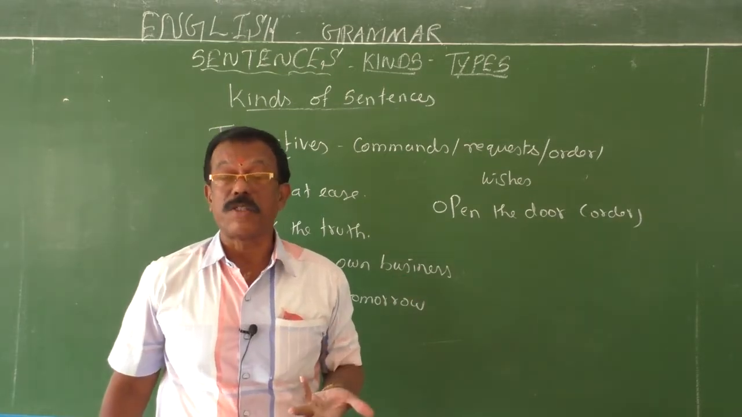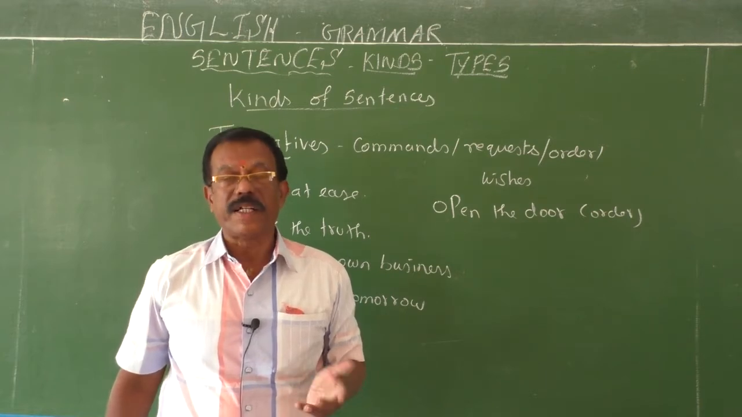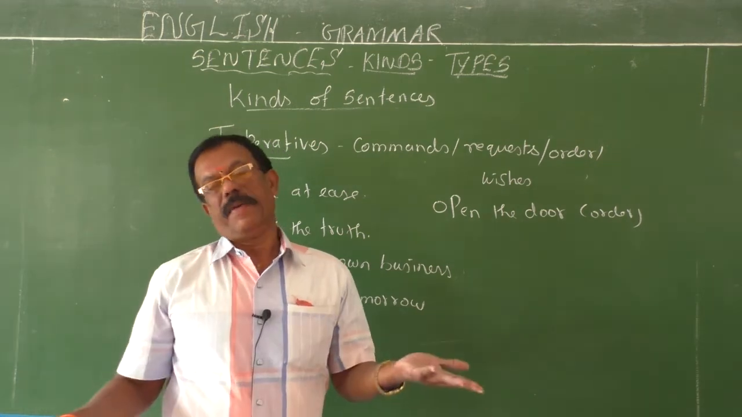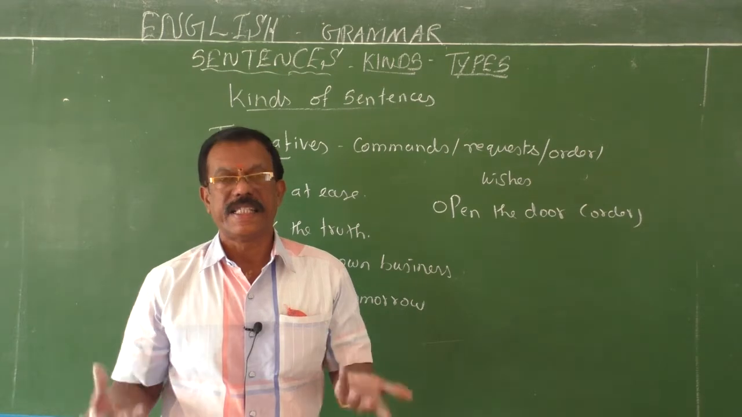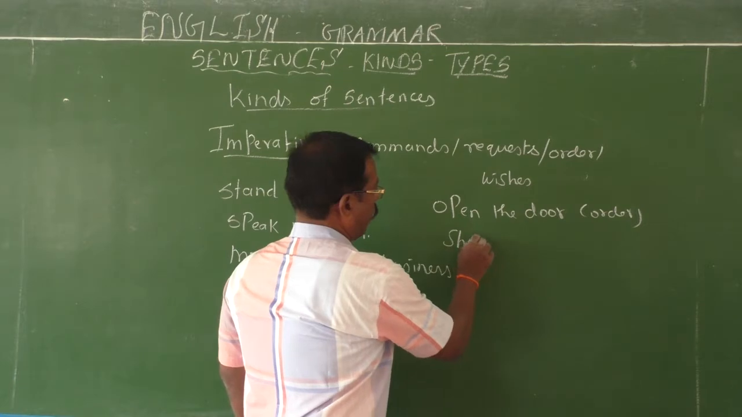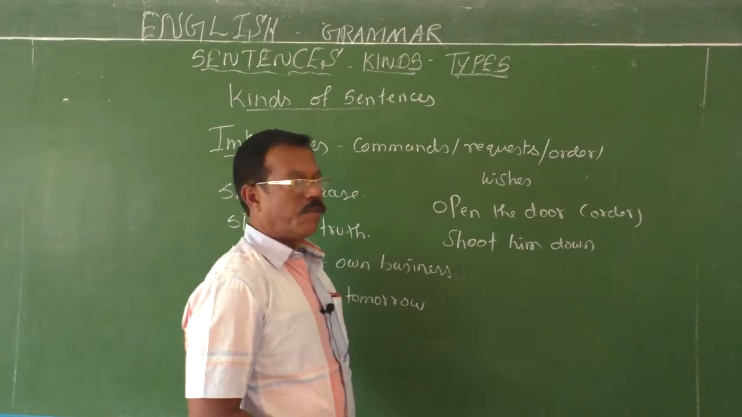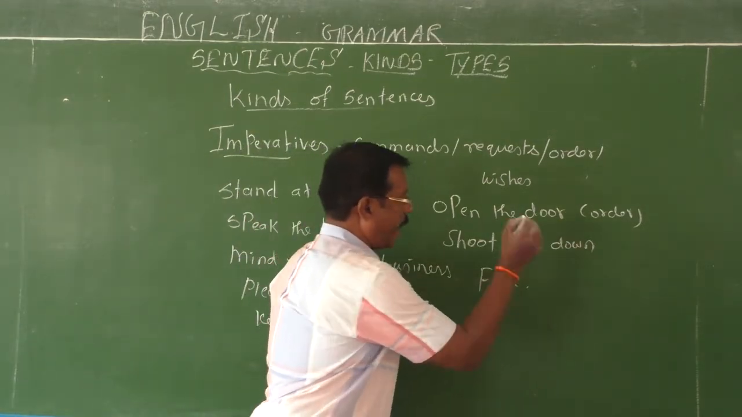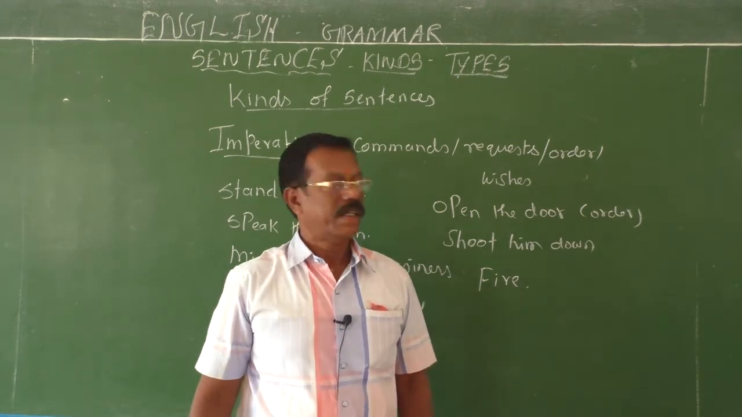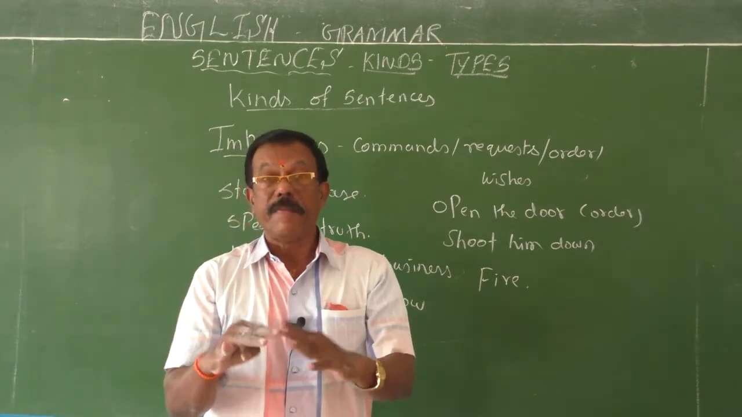It may be a command also. An imperative sentence may be a command. What is the difference between an order and a command? A command cannot be re-examined or reconsidered. Once and for all it is to be executed. Shoot him down. Fire. Fire. A command issued by the supreme authority of the regiment. This is called a command because it cannot be reconsidered. But an order can be reconsidered.